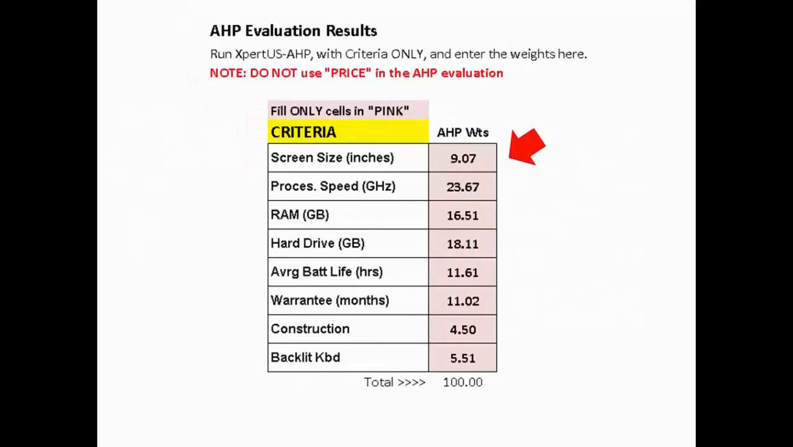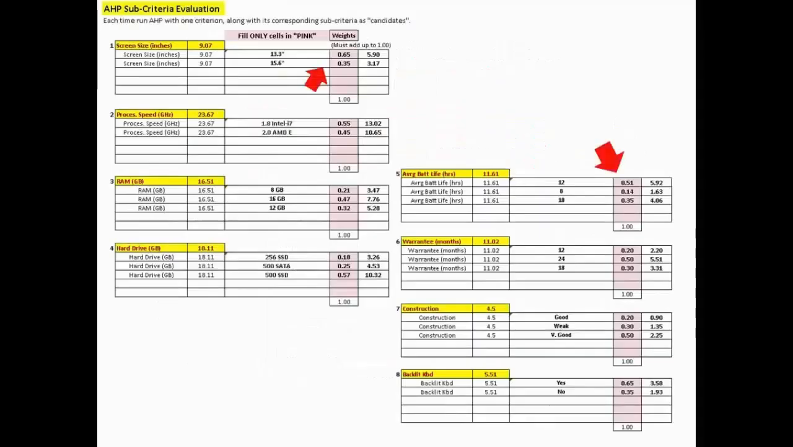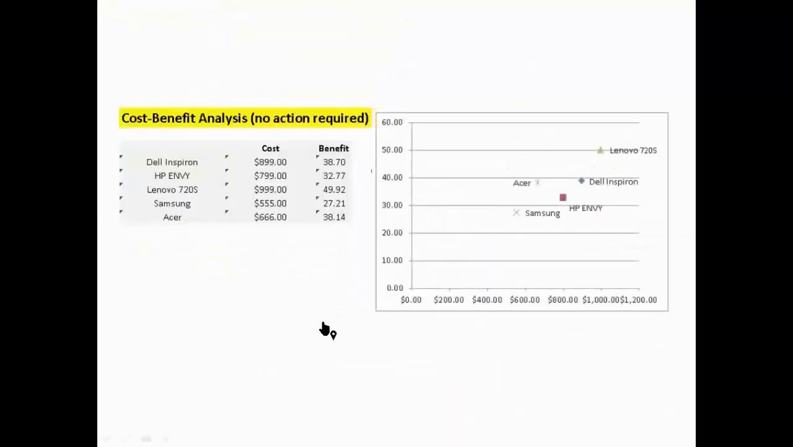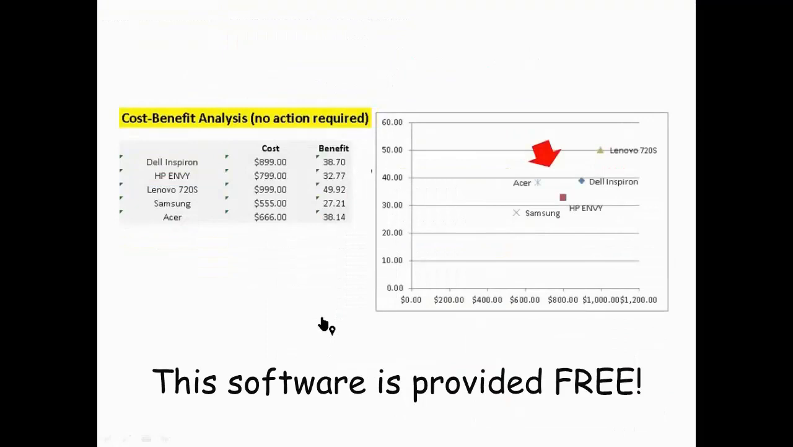Now we have the criteria weights. Note it has to add up to 100. The next thing we do is we run the AHP evaluation on the sub-criteria and we enter the corresponding weights in these pink cells. Once this is complete, we simply look at our cost-benefit data and plot a graph. This happens automatically within our software.